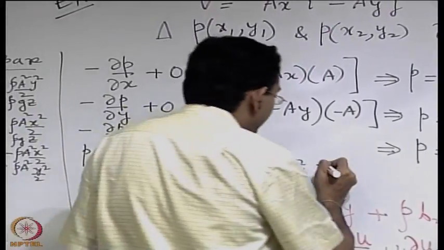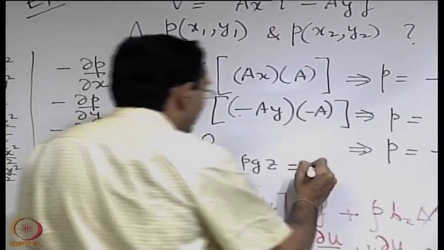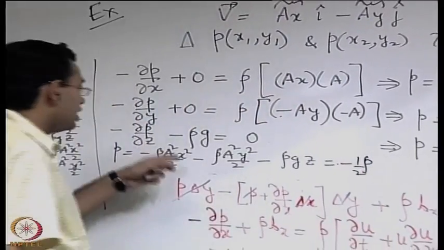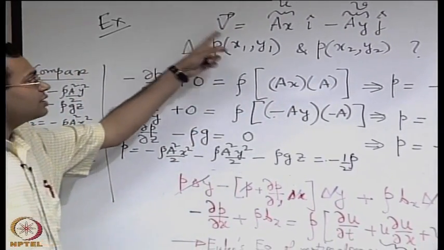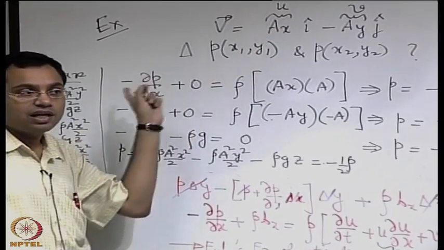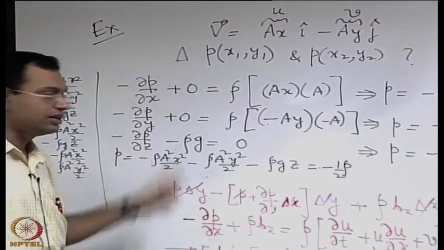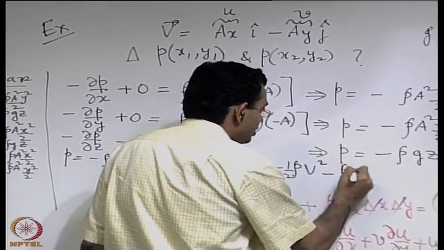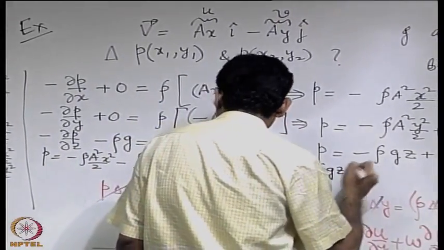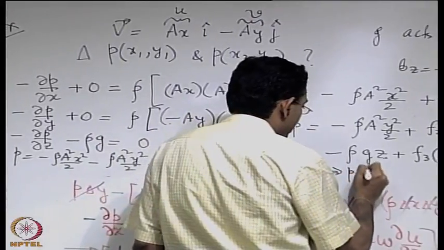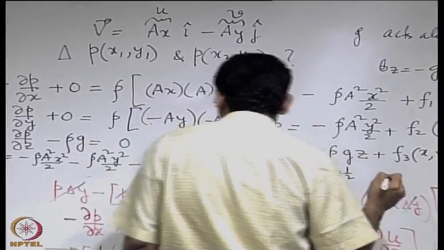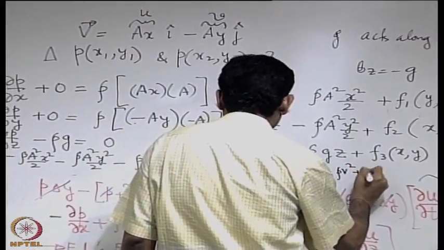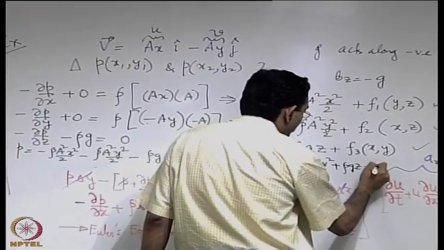So, this you can write minus half rho a square x square plus a square y square, which is u square plus v square. So, that is the square of the resultant velocity. So, let us say capital V square, minus rho g z, that means p plus half rho V square plus rho g z equal to 0.